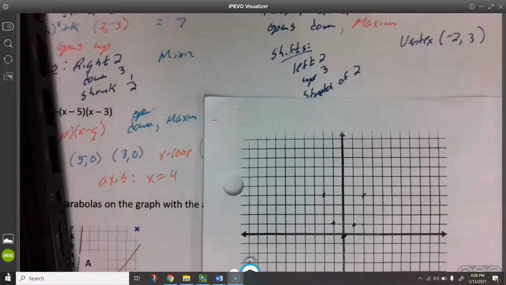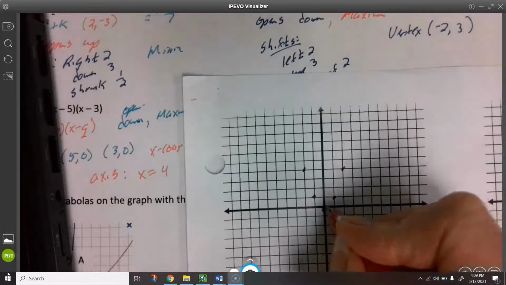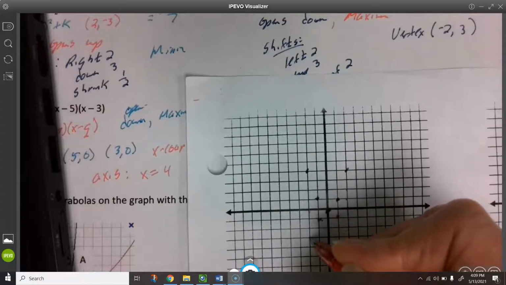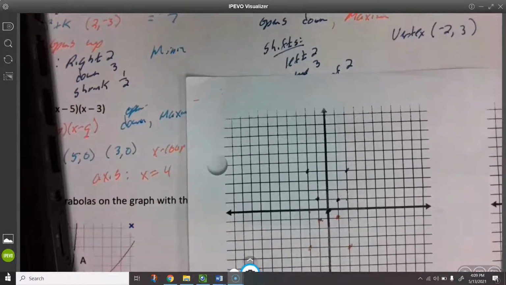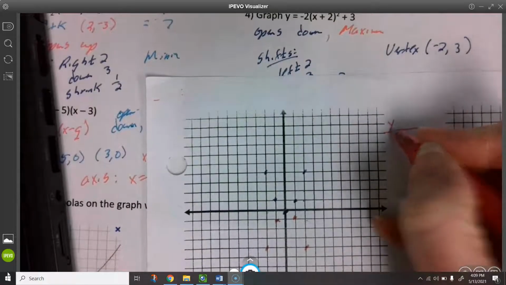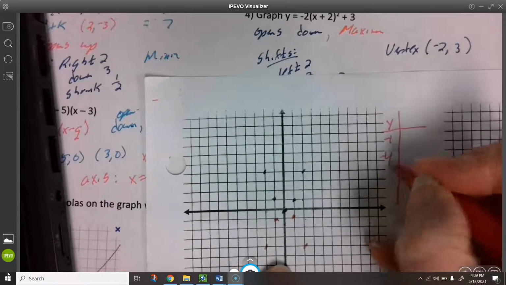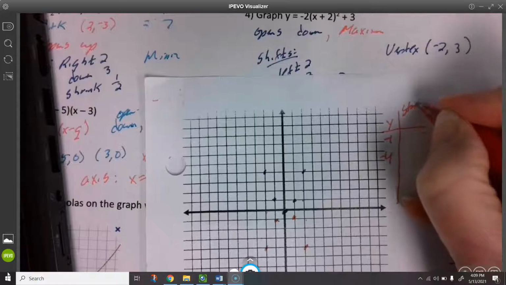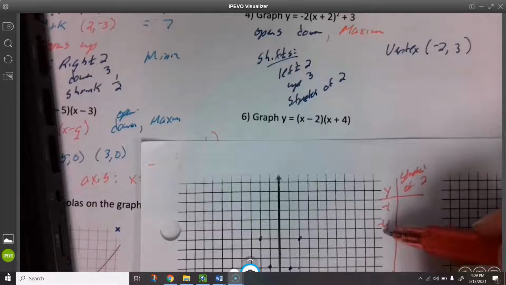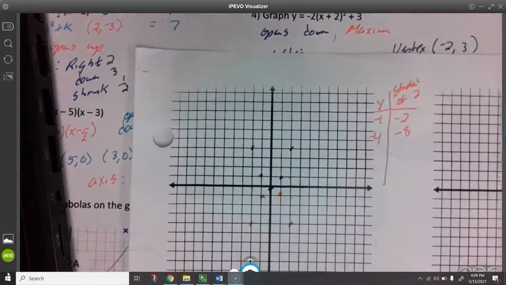To tell you the truth, if I were doing this without showing you, first thing I would do is open it down. So here's my parent function opening down. Now that's my parent function, but I have a stretch. So my y values are -1, -1, -4. I have a stretch of 2. So either you go off your parent function of 1 and 4 and stretch it to -2, or I like to do it this way, so I get a -2 and a -8. So I'm going to now stretch those.